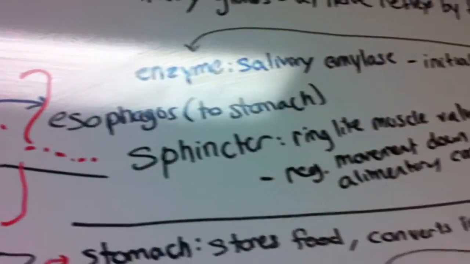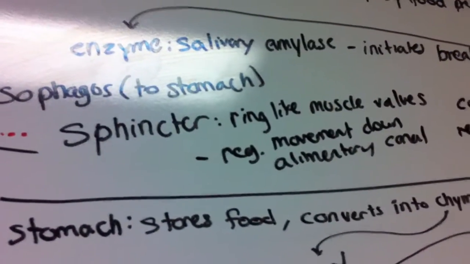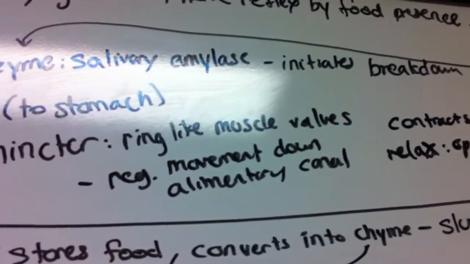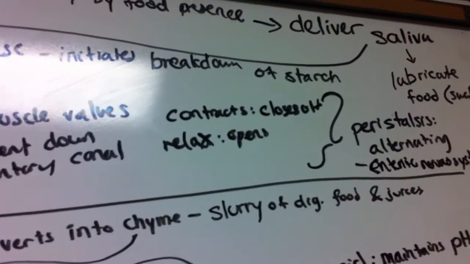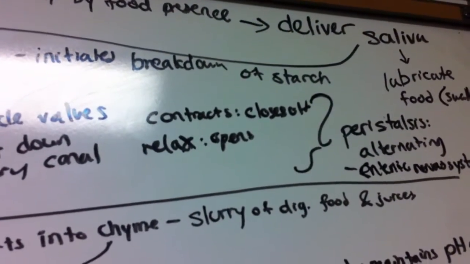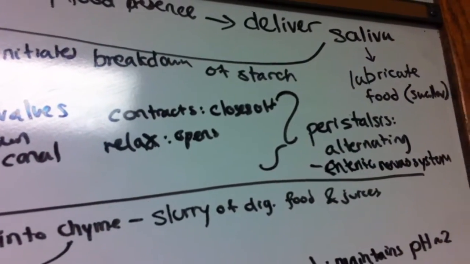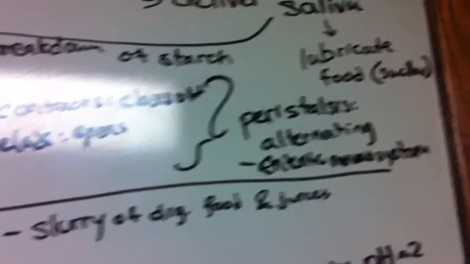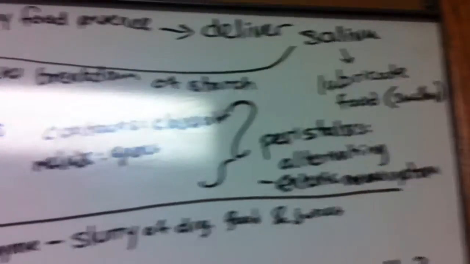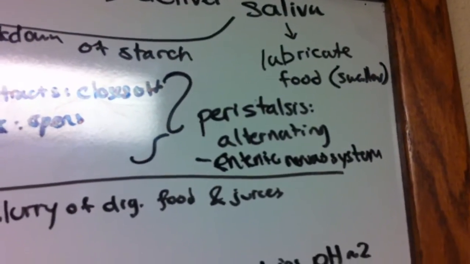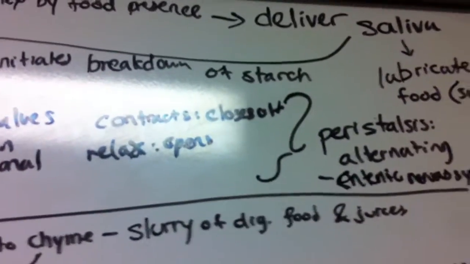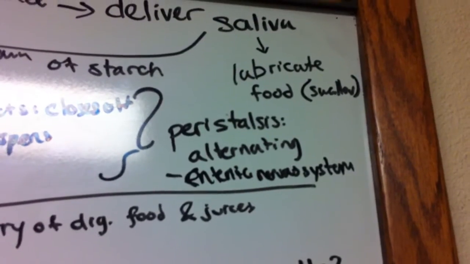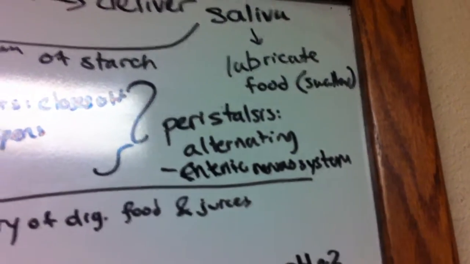Now, the esophagus is regulated by what we call sphincters. Sphincters are ring-like muscle valves that regulate the movement down the alimentary canal. They consist of contractions and relaxations. Contractions will close off our tubes, and relaxations will open our tube. This process of relaxing and contracting is called peristalsis. It's this alternating relaxation contraction. Peristalsis is regulated by the enteric nervous system.